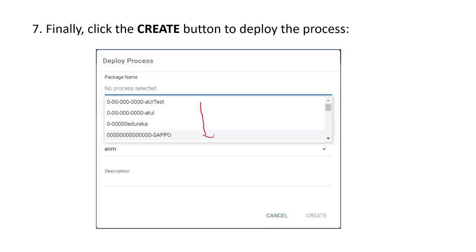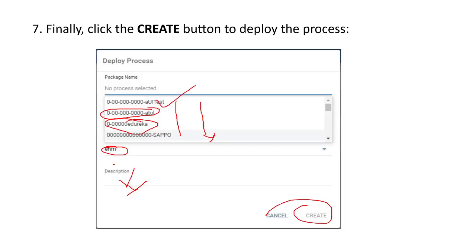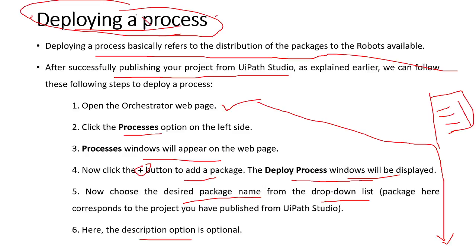See, this is a selection box. It will display the packages, and you need to choose the required one. Here the user has chosen enum, and this is the description option, which is optional. If you want to give a description, you can give it here, and then click create. That's it. Once you do this, you have successfully deployed the process.